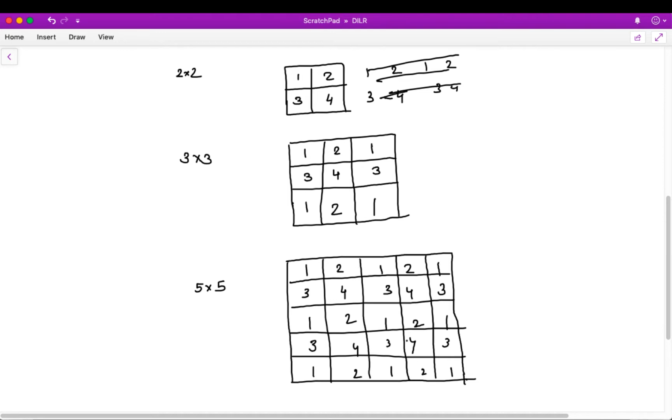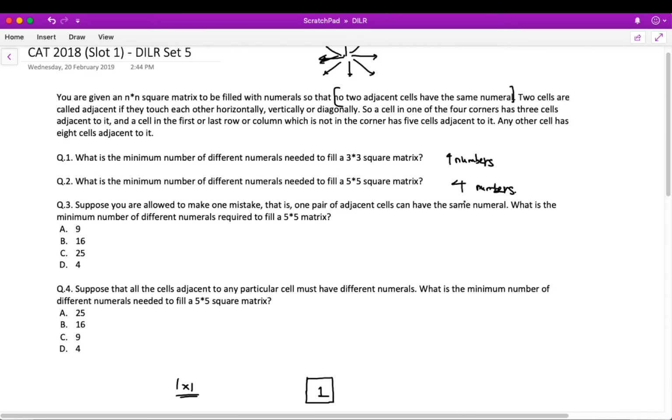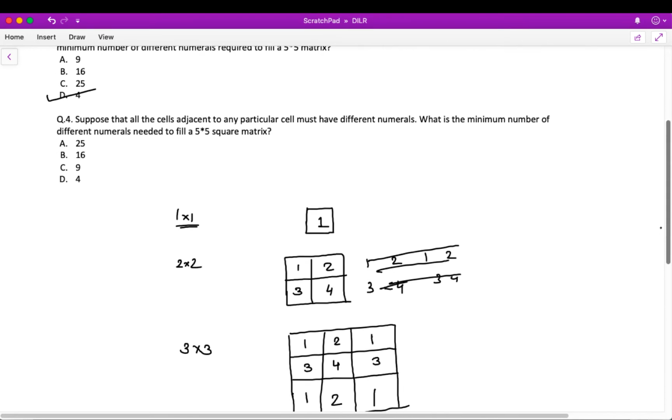Or for that matter, for example, if I replace this 4 over here with a 3, the remaining 4s will remain as it is. So this and this will be remaining as it is. So I will anyway need 4 numbers to complete the grid. And that is the reason why for this as well, the answer is 4. Right? So you will need 4 at least to fill up a 5x5 matrix.